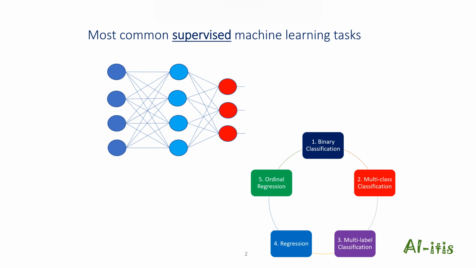If your data has labels, you are probably going to solve one of these supervised machine learning tasks. These supervised tasks are binary classification, multiclass classification, multilabel classification, regression, and ordinal regression. It is important to know which one of these categories is related to your machine learning task, since the activation function and the number of neurons in the last layer may be different based on what kind of machine learning problems you are going to solve.